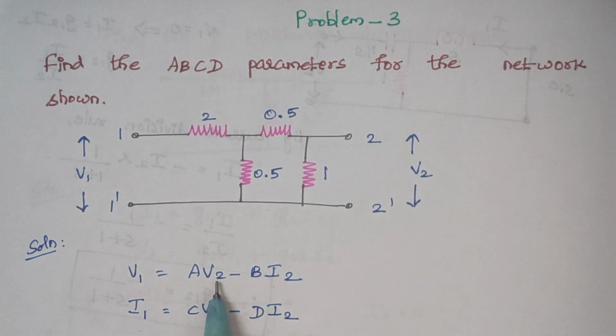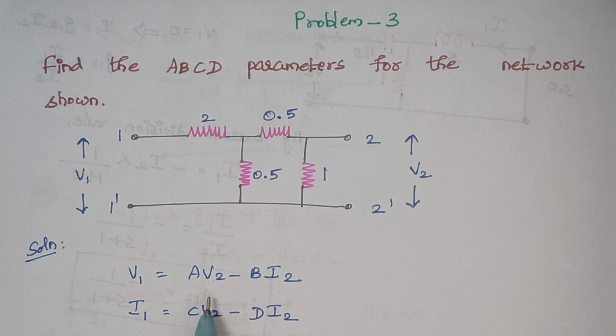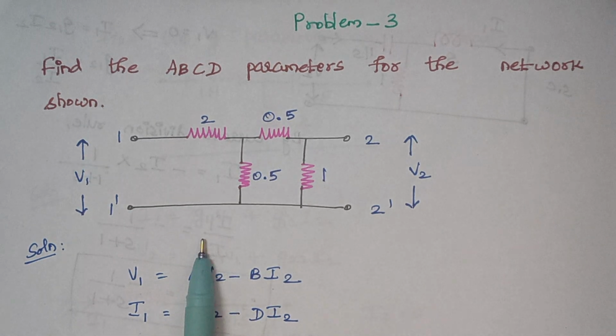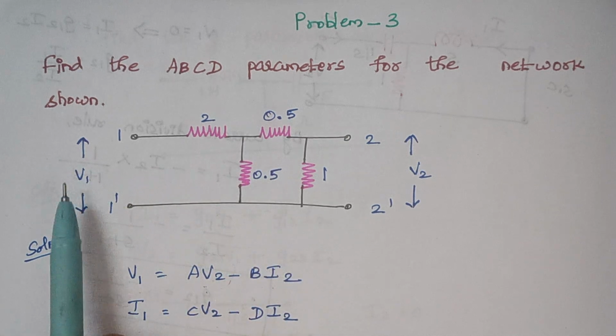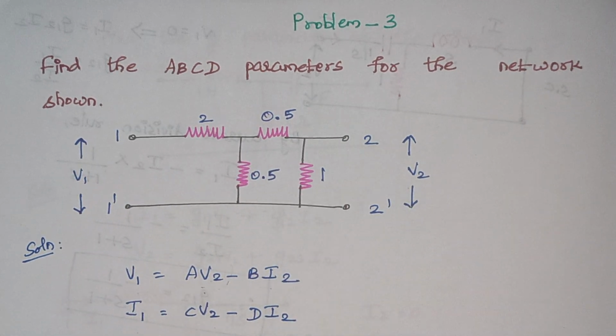Therefore, here we are going to make the value of V2 as 0, because once V2 is made 0, this term will become 0. Therefore, we can easily find the values of B and D. So how to make the value of V2 as 0? From this diagram, you see V1 is here and V2 is here. So how can we make a voltage value 0?